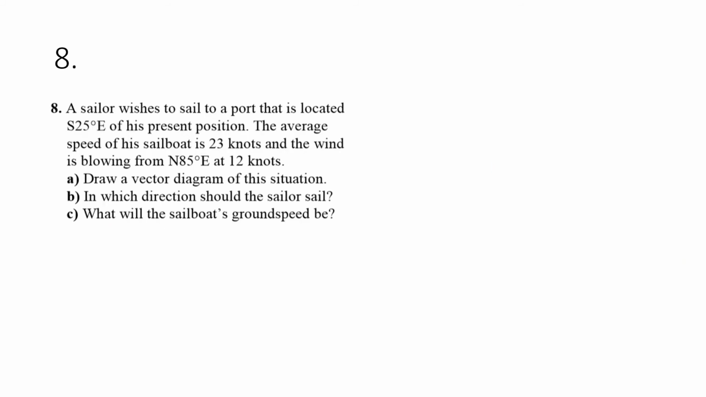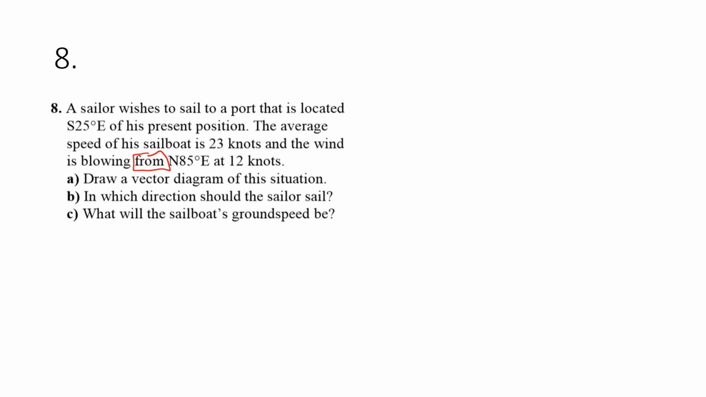Lastly, question 8. A sailor wishes to sail to a port that is located south 25 degrees east of his present position. The average speed of the sailboat is 23 knots, and the wind is blowing from north 85 degrees east at 12 knots. Draw a vector diagram of the situation.